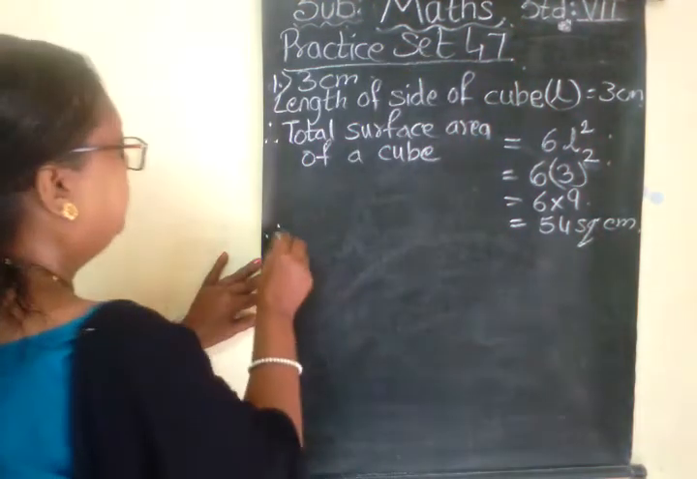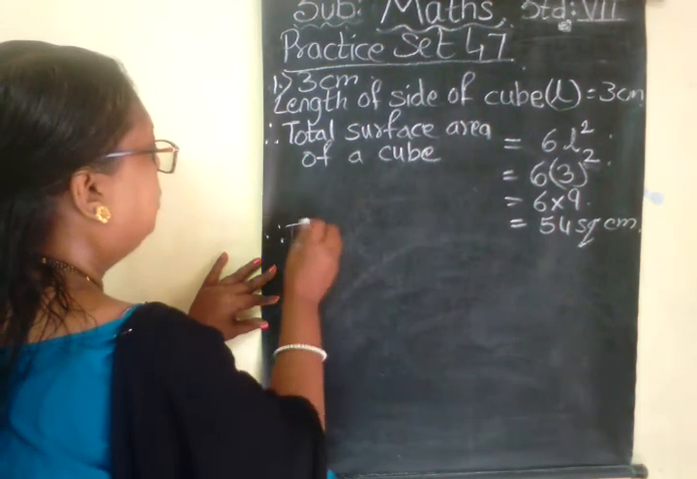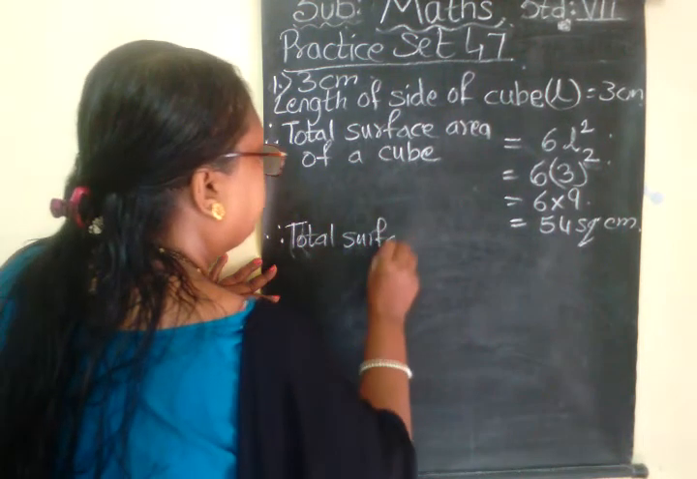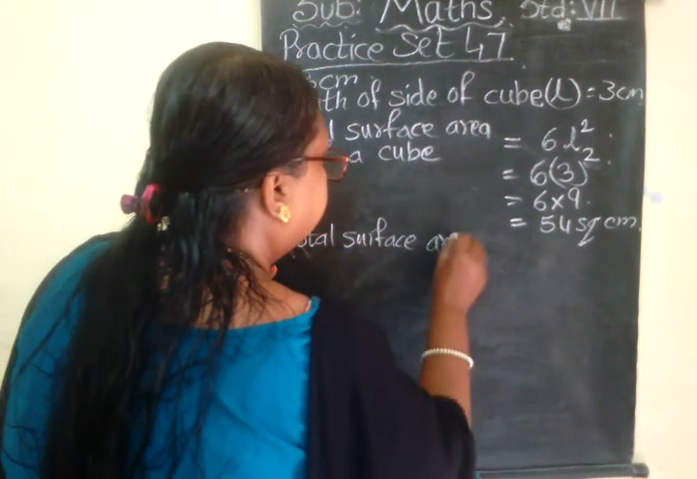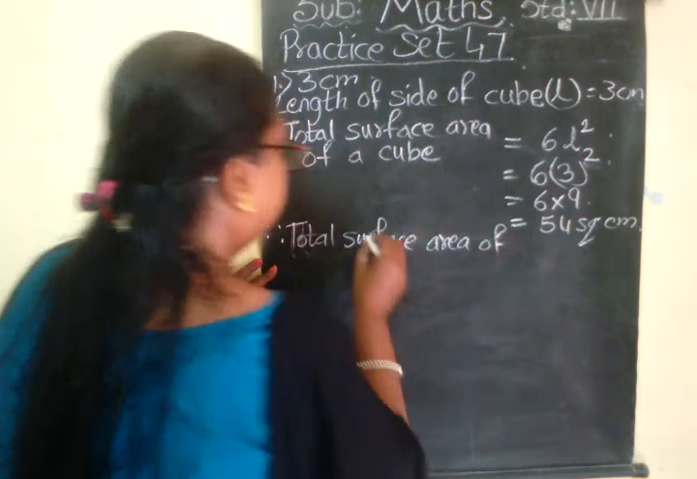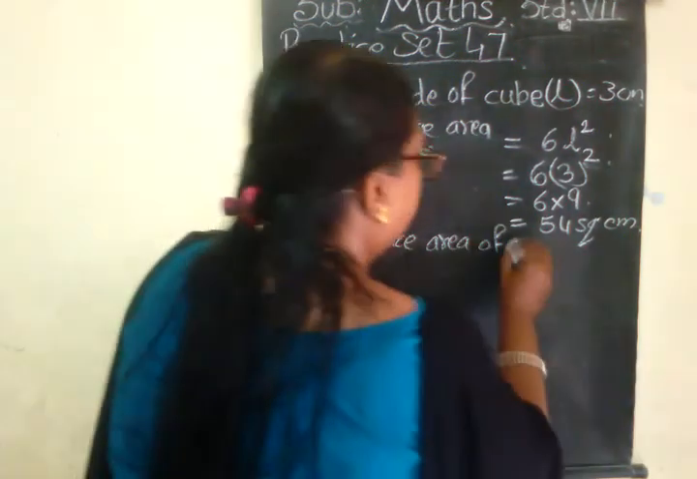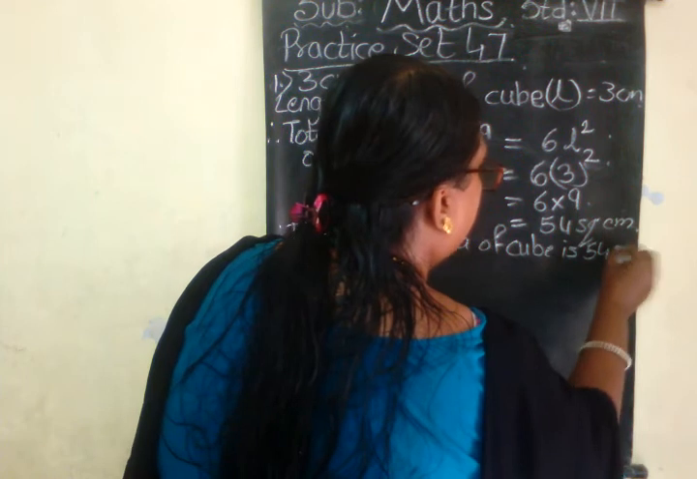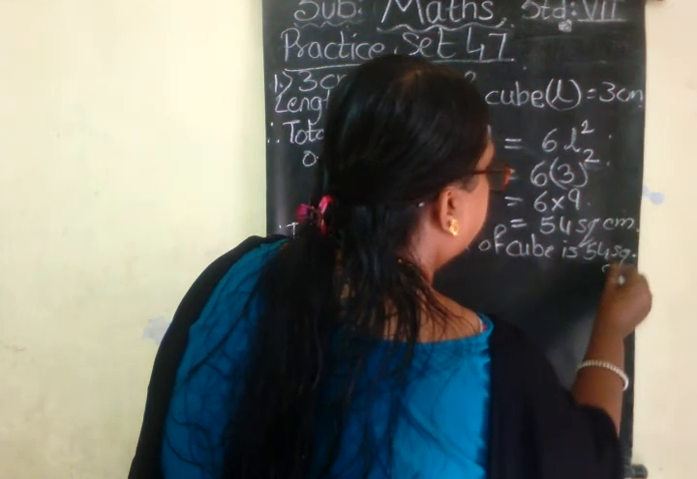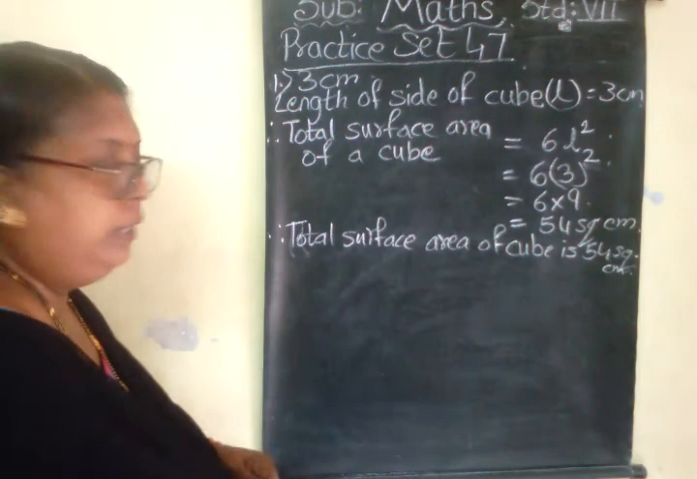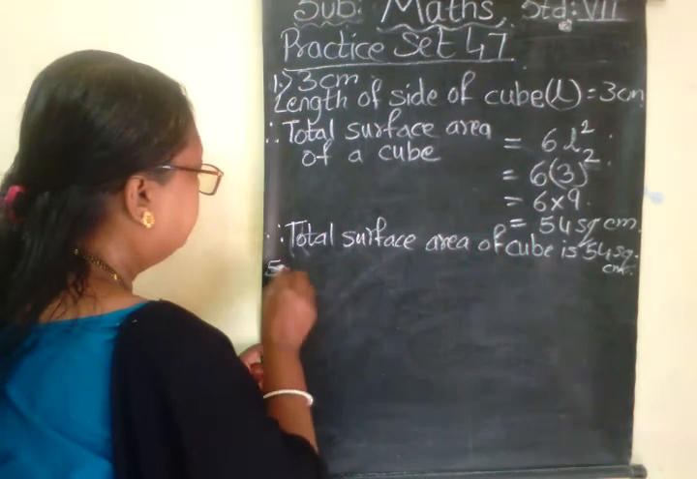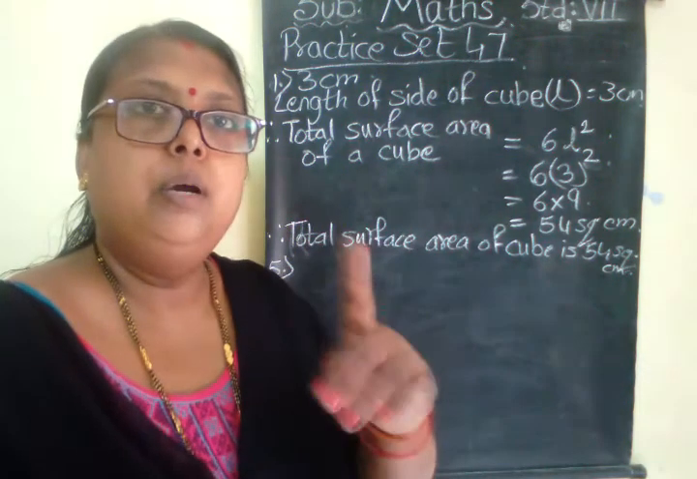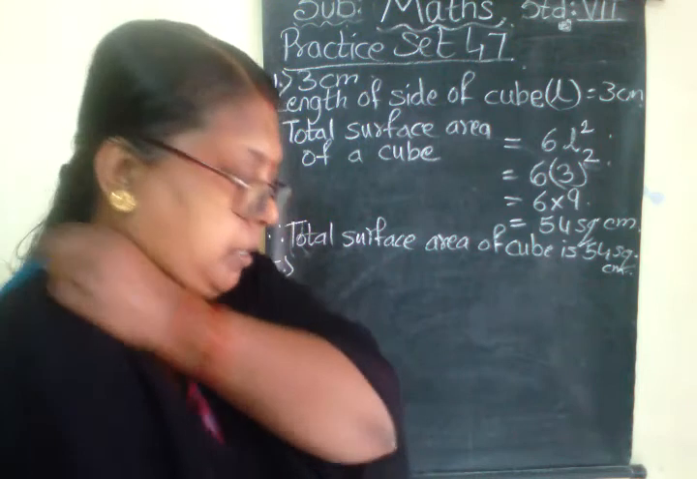So therefore the total surface area of the cube is 54 square centimeter. Okay. Now sum number 5. Directly 5. 2, 3, 4 will be homework. You have to do in the same manner.